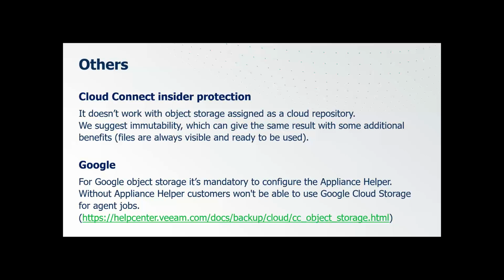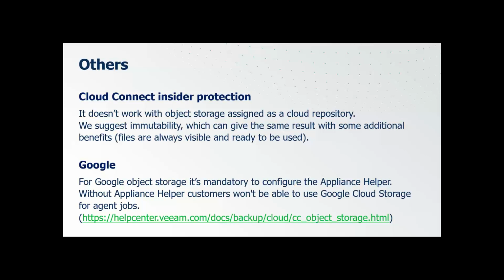The point for us is that there is another option, which in my opinion is even better, which is to use the native immutability of S3 via object lock. It gives you the same result because you store data and it cannot be deleted. And it also has some additional benefits. The main one being that the files are always visible and ready to be used for restore, even when they're locked. While in insider protection, the files are moved into a different folder, and so they disappear from the list of files visible by the customer.